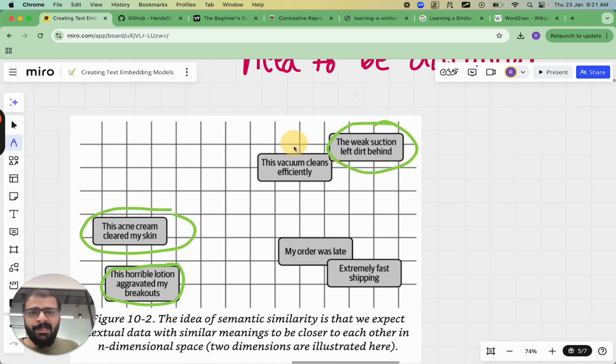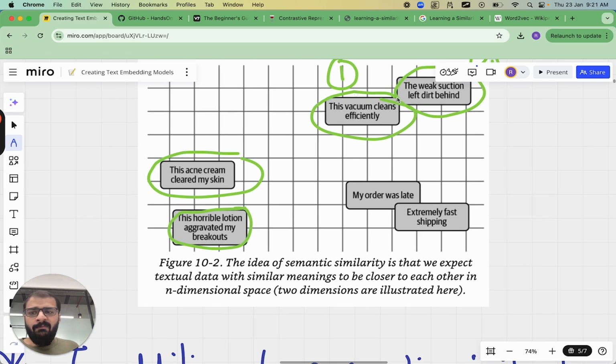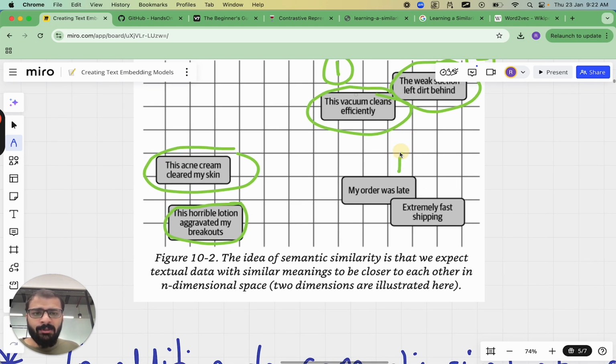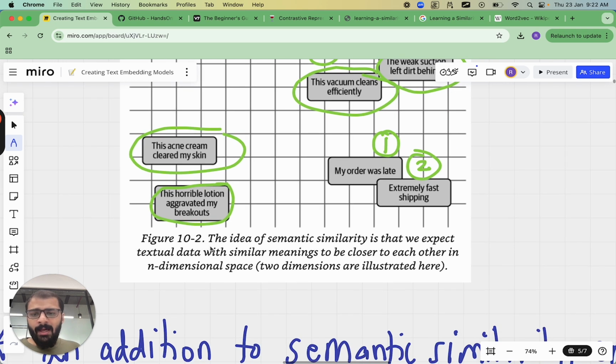Now let's look at these two sentences. "This vacuum cleans efficiently" is the first sentence, and the second sentence is "the weak suction left dirt behind." These two also mean similar things, and that's why they are closer to each other in the vector space. And finally, the last two sentences are "my order was late" and "extremely fast shipping." Both of these sentences talk about orders, talk about shipping, and that's why they are closer in the vector space. So the idea of semantic similarity is that we expect textual data with similar meanings to be closer to each other in a higher dimensional space.